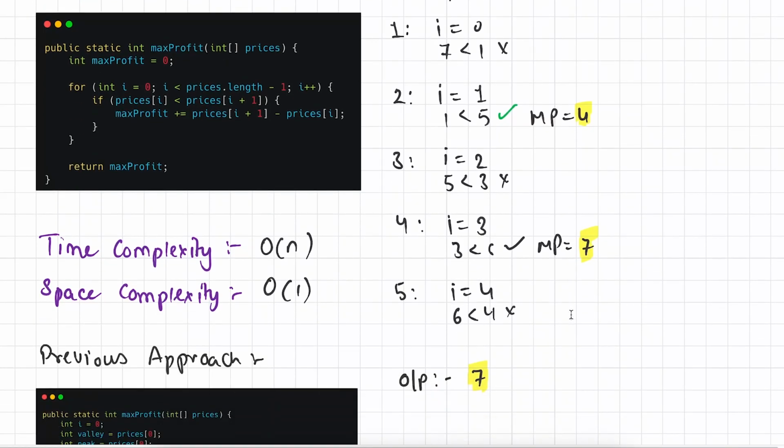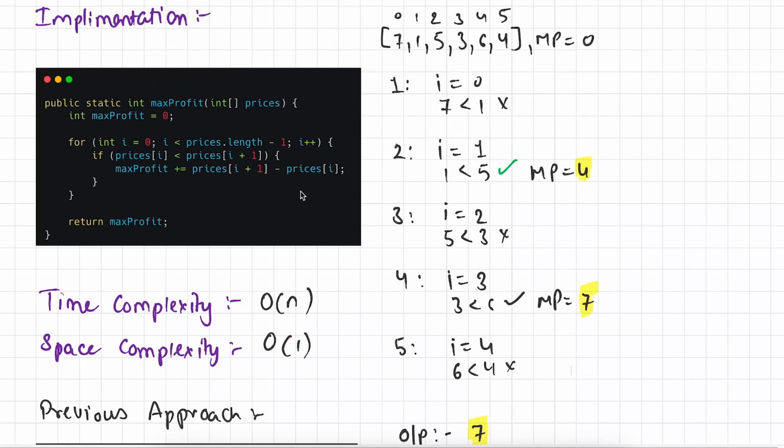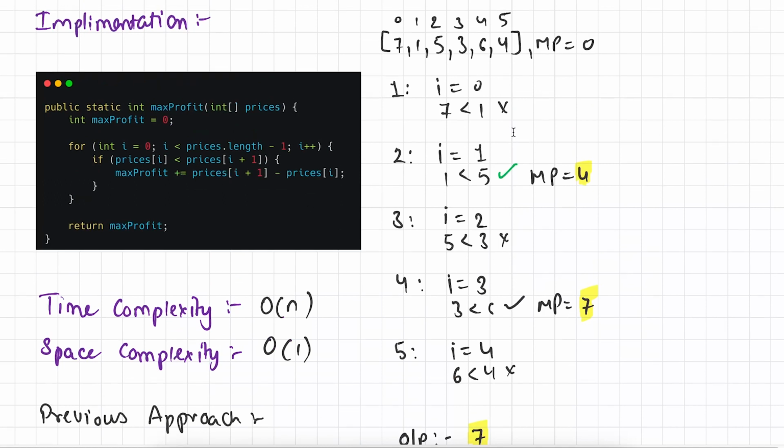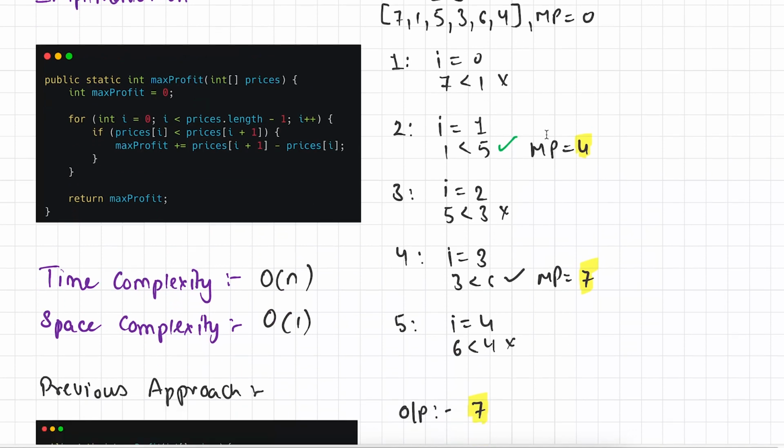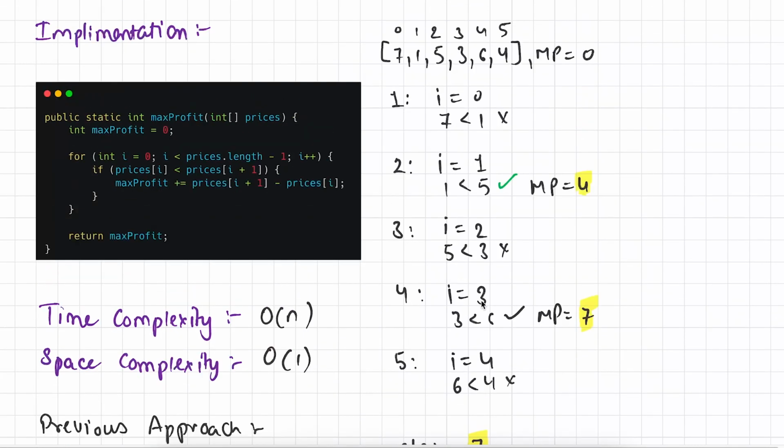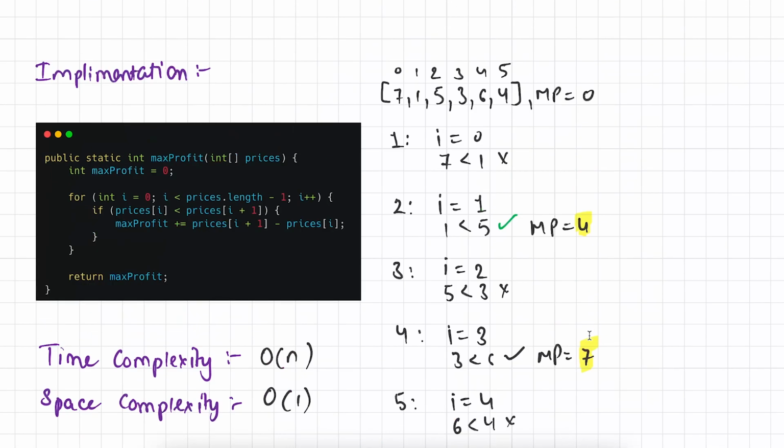So we move to next iteration, and in next iteration our for loop stops, because we do not have more days after the 5th day, and we are running this loop till 4th day only. And this is the maximum profit we can make if we buy and sell optimally.